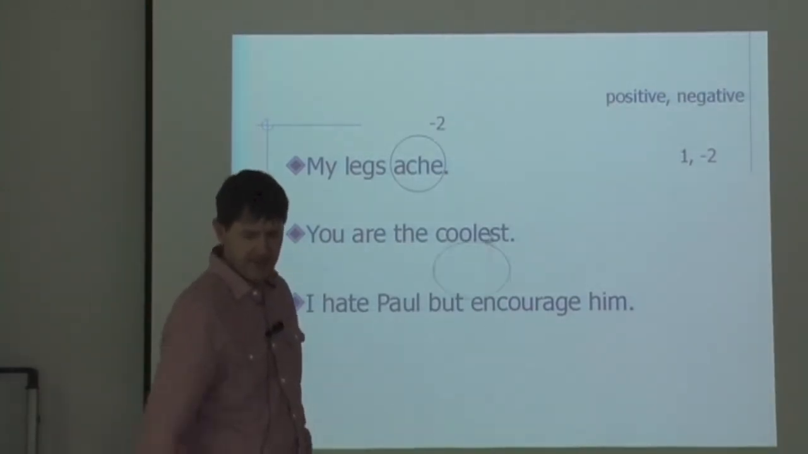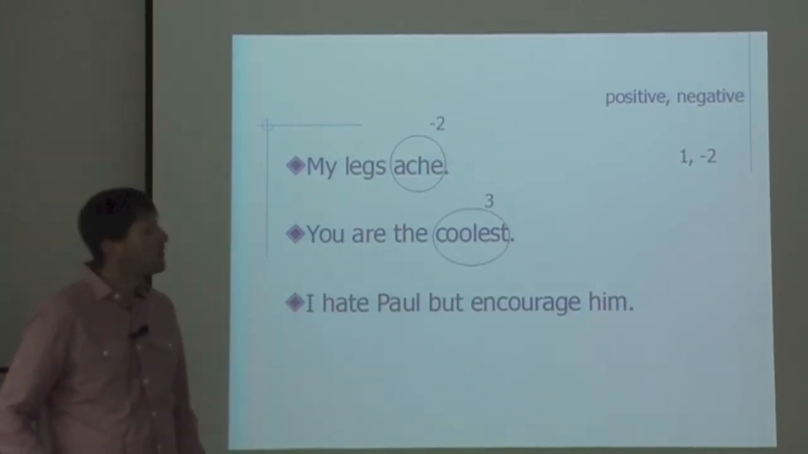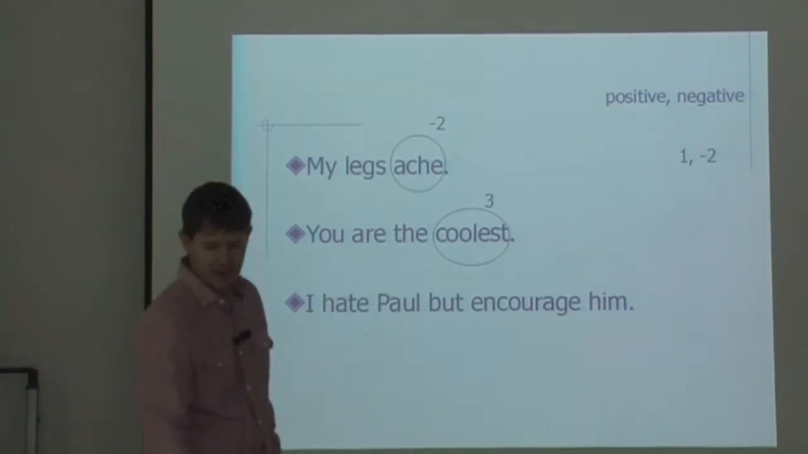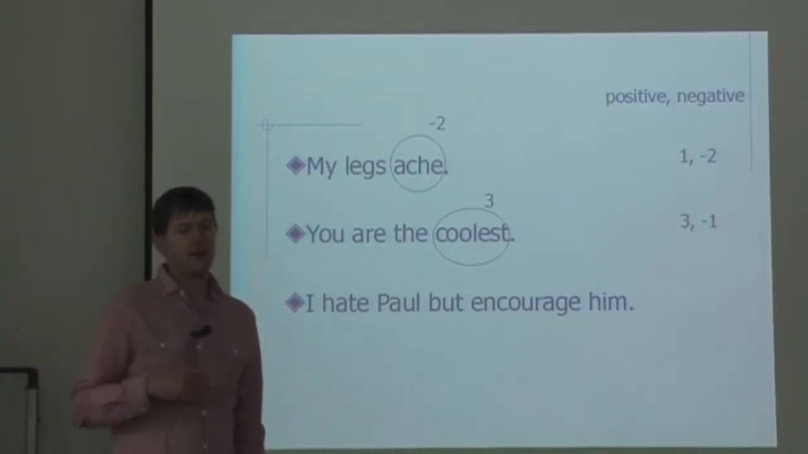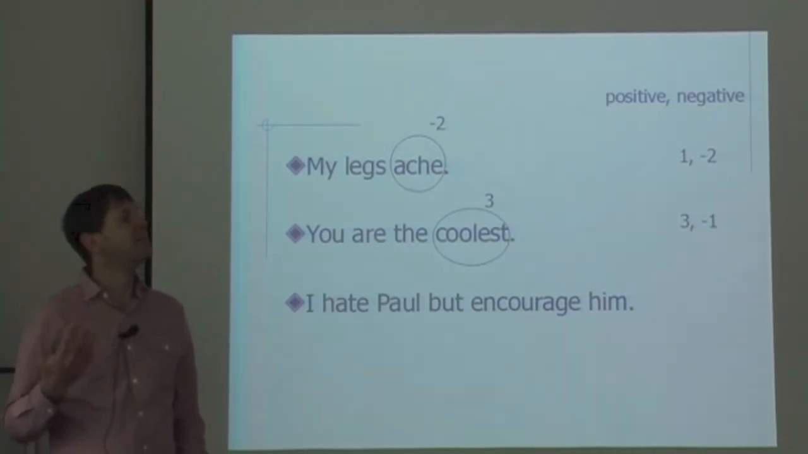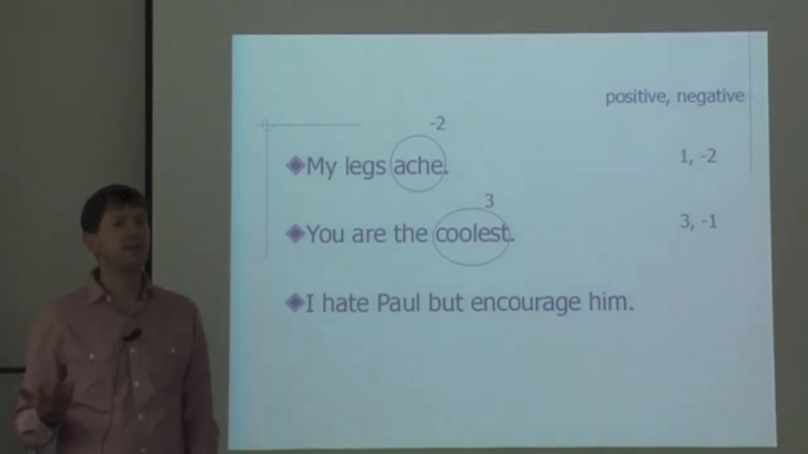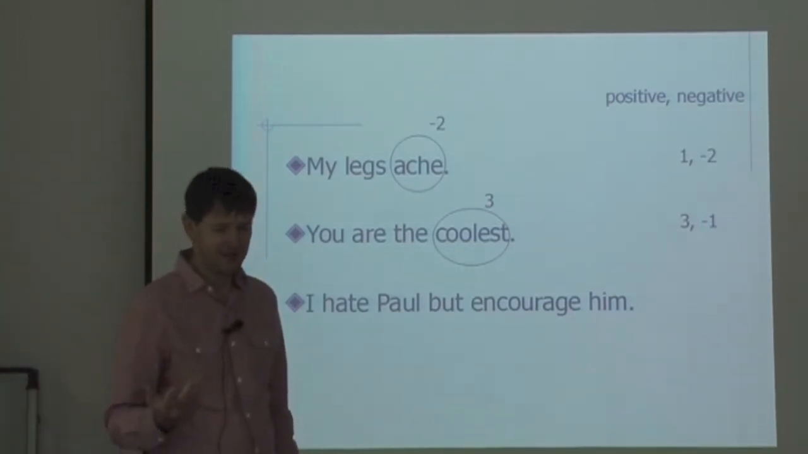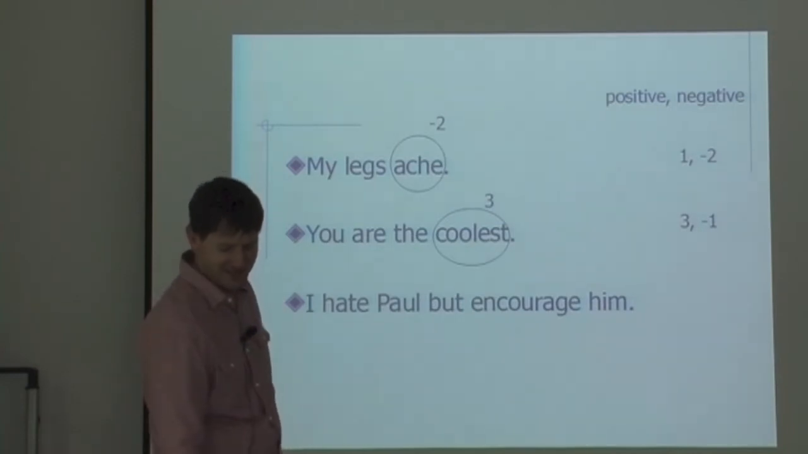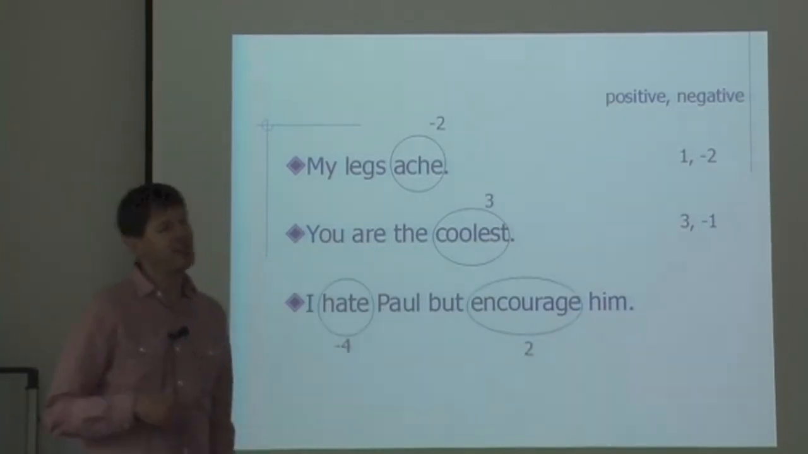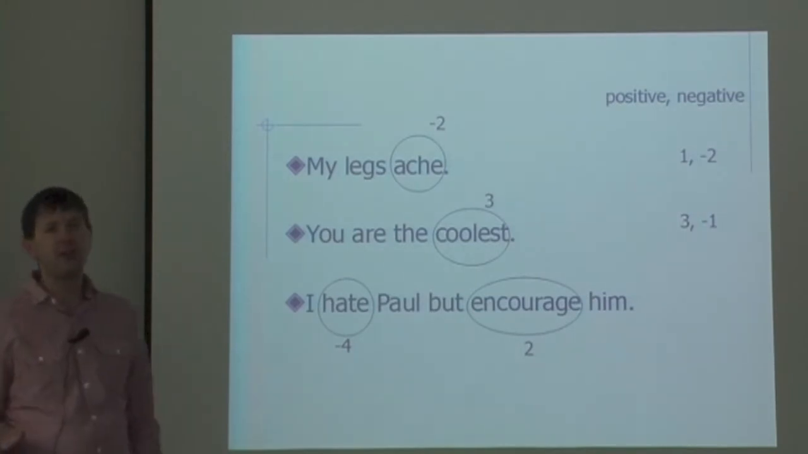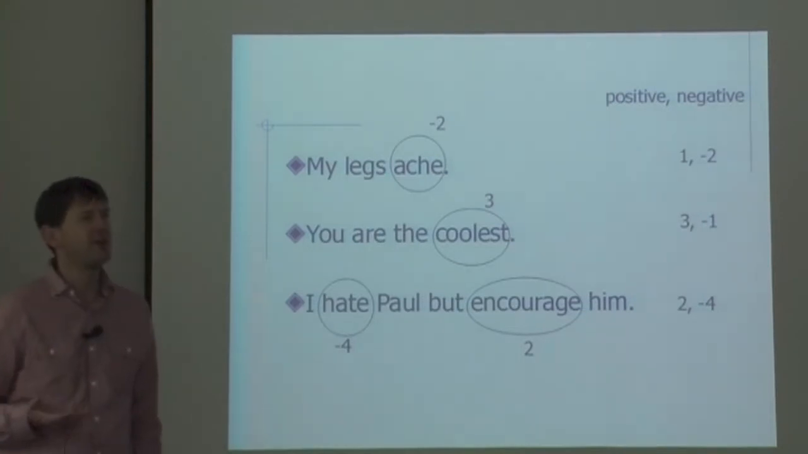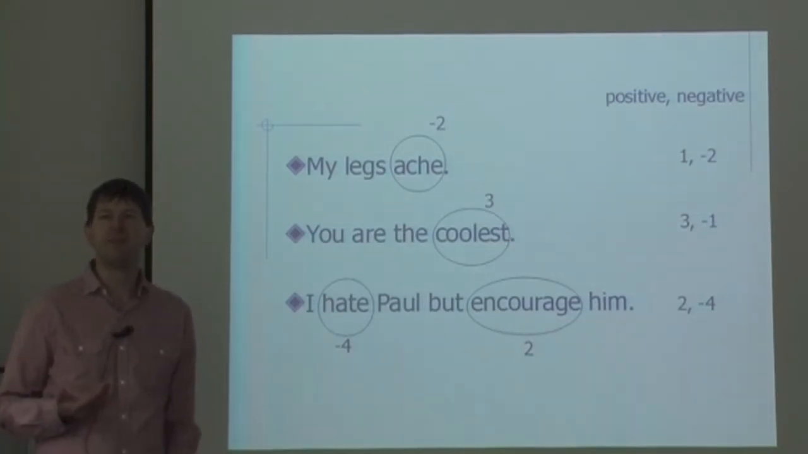And similarly, you are the coolest. Coolest is a moderately positive word, +3. So the text will get a score of +3, moderately positive, -1, not negative at all. Okay, and I hate Paul, but encourage him. No one called Paul here. So hate is a -4 word, encourage is a +2 word. So this sentence gets a score of moderately positive and strongly negative.